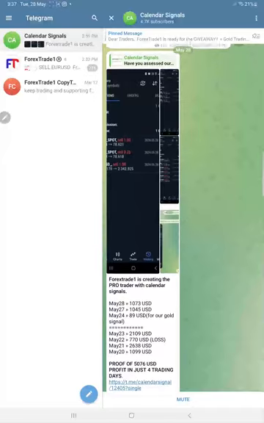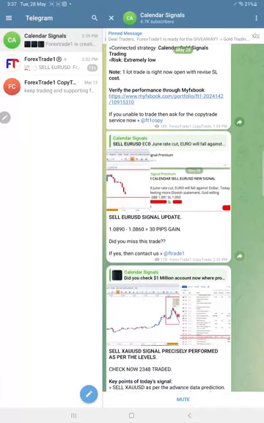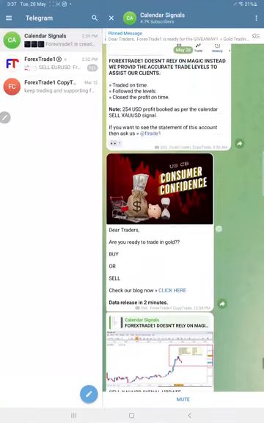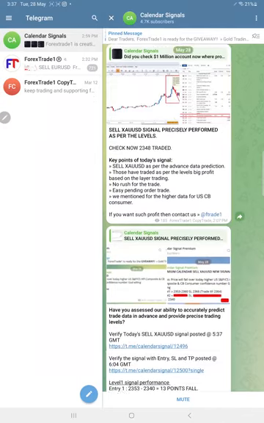Especially gold performed again. If you are following us closely, continuously for more than one week, gold is continuously performing and making very good profit for our followers.